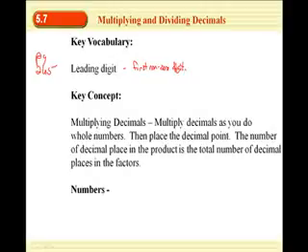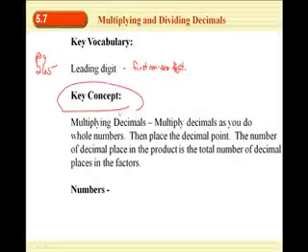Our key concept, multiplying decimals. You need to write this. Here we go. It is on page 265, right there on the top. Multiply decimals as you do whole numbers, then place the decimal point. Remember, you don't have to line them up. The number of decimal places in the product is the total number of decimal places in the factors. So let me do one and show you.